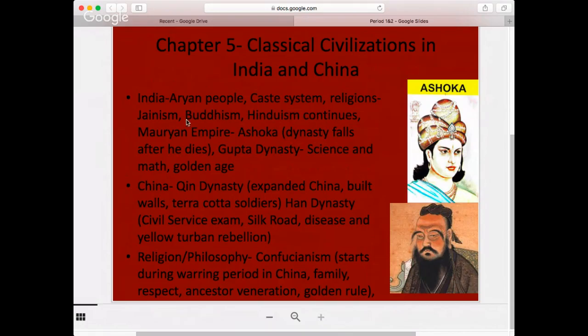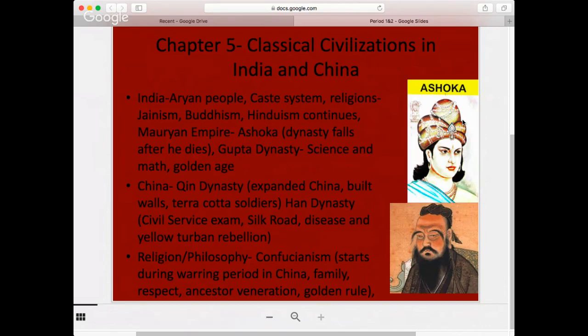You remember these are probably the two main empires that you need to know for period 2, the Mauryan Empire and the Gupta dynasty. So the Mauryan Empire was Ashoka, and he was the one, remember, that horrible guy who killed everyone? Here he is.